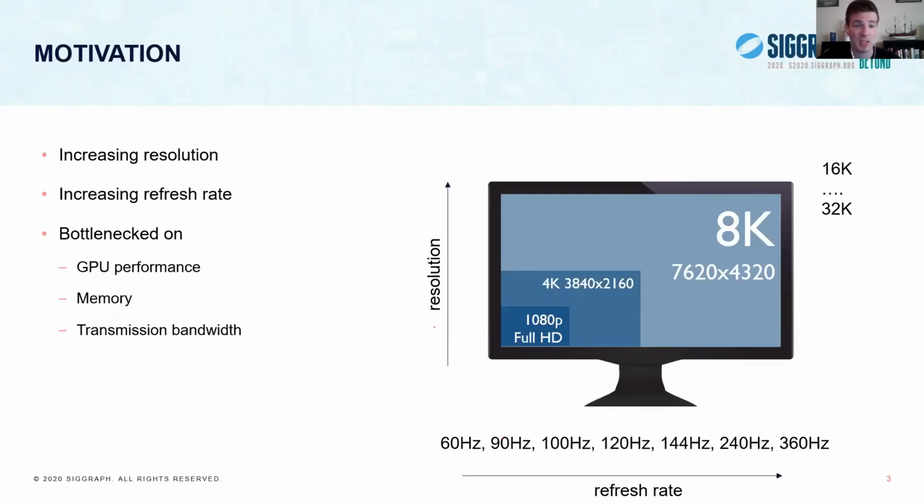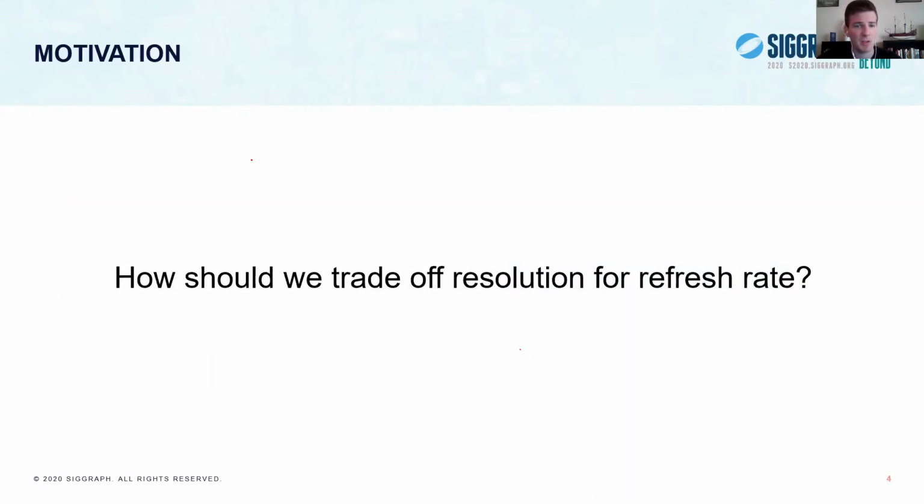Going from Full HD 60 Hz rendering, which is the setup I, among many, would normally use, to 8K 240 Hz requires 64 times the computation, memory, and bandwidth. You go for 16K, and this multiplier goes up to 256. Therefore, GPUs often can't make full use of the latest displays, and a compromise has to be made. The question is then, how should we trade off resolution for refresh rate? In today's presentation, this is the question I will try to answer.